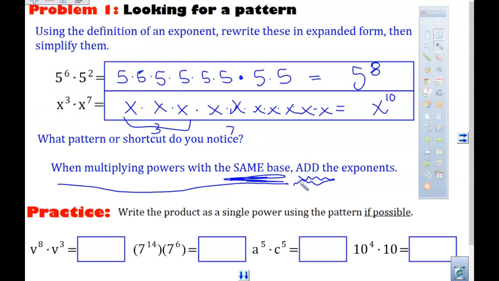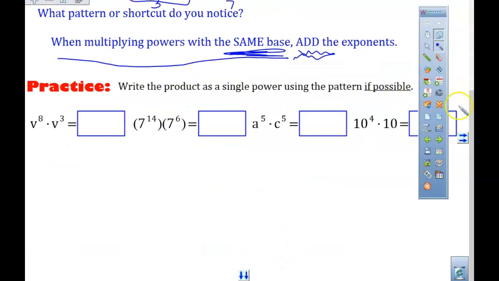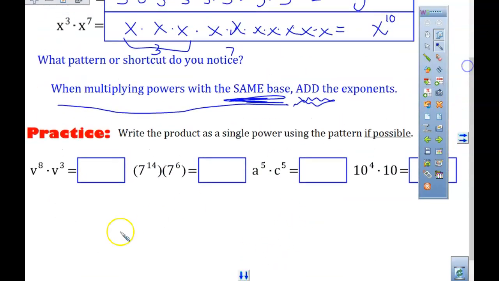That's a nice shortcut, right? We do not want to write out always 7 x's and 3 x's. We don't want to do that. That takes too much space, too much time. So we want to use that rule as we are taking a look at these problems down here, so that we are going to be adding our exponents.